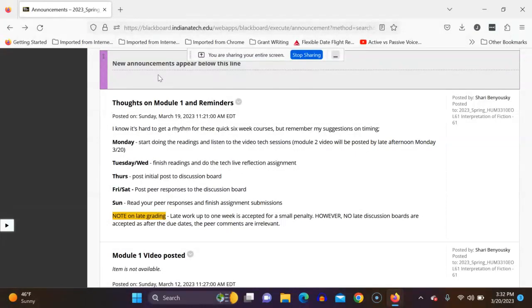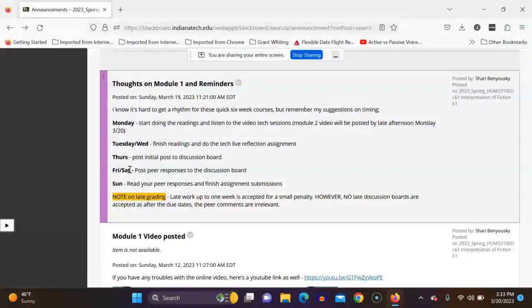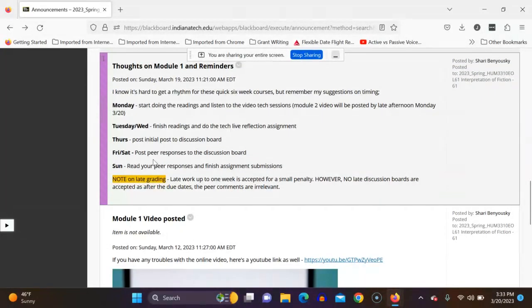Post your initial post to the discussion board. That will make sense to you because you will have done all the readings. You have to do the reading before the posting anyway. Friday and or Saturday, post peer responses to the discussion board. I know they're not due until Sunday. Do them earlier because then you get to see what other people are doing, and that will inform what you're doing. Also, they will be able to read your comments and utilize them in their own thoughts. So if you do it on Sunday, it doesn't make any sense to me.